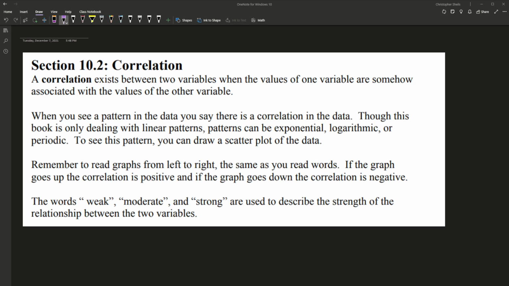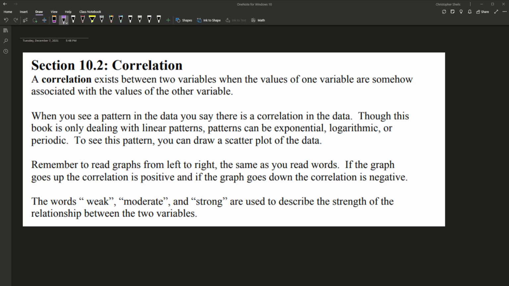Although in this class we're only going to deal with linear patterns, patterns can also be exponential, logarithmic, or periodic. And to see these patterns, you would draw a scatter plot of the data. We looked at how to create a scatter plot in our last class, on a TI-83 at least.